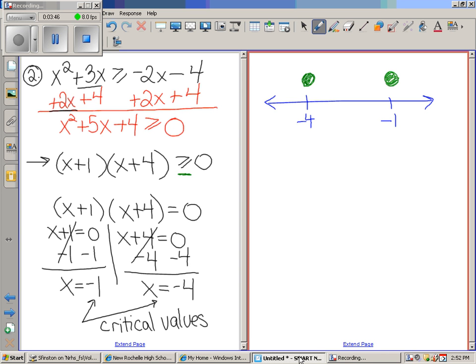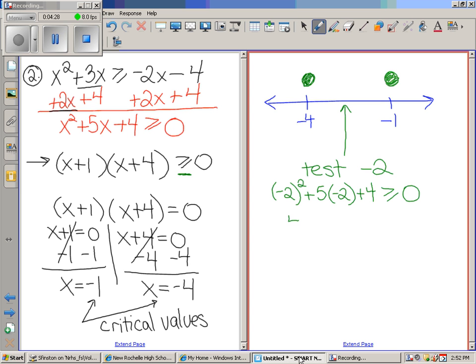And here's the deal. We're going to pick a number right in between over here. Give me a number between negative 4 and negative 1. Okay, let's go with negative 2. We're going to test negative 2. And what we do is plug it back into the one that's equal to 0. It's easiest for me to solve. So, negative 2 squared plus 5 times negative 2 plus 4 is greater than or equal to 0.